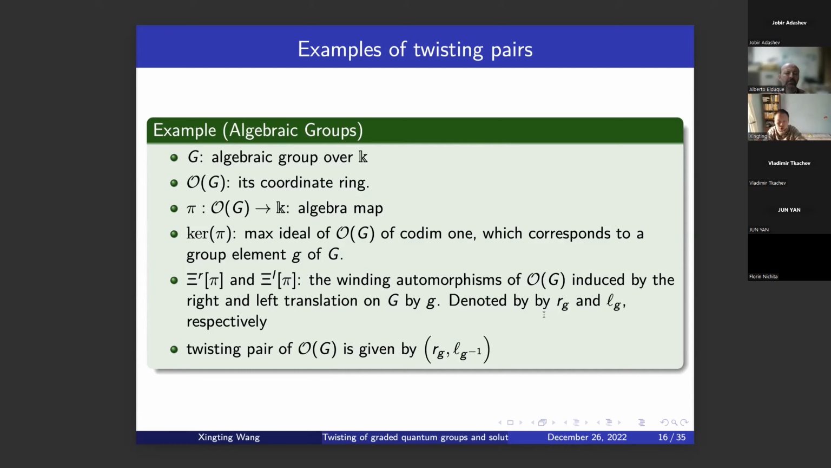So you can show, just by following the definition, that all the twisting pairs on the coordinate rings of G are given by such translations. Basically, right multiplied by G, followed by left multiplied by G inverse, which is a conjugation, right? So as I already said, a twisting pair is just a way to generalize conjugation of groups to quantum groups in some sense.